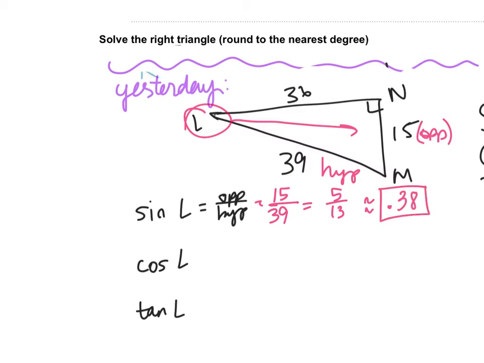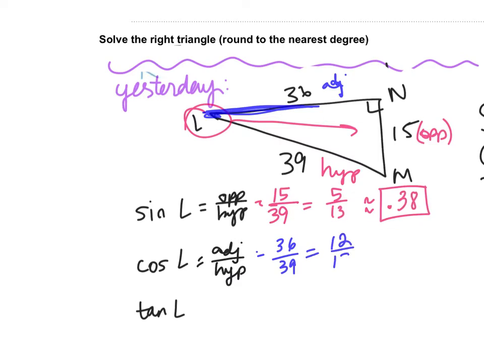The cosine of L, remember cosine is adjacent over hypotenuse. So the adjacent side is going to be that side that shares where the vertex is. So 36 is my adjacent. 39 is still my hypotenuse. This reduces to 12/13, or a decimal of 0.92.